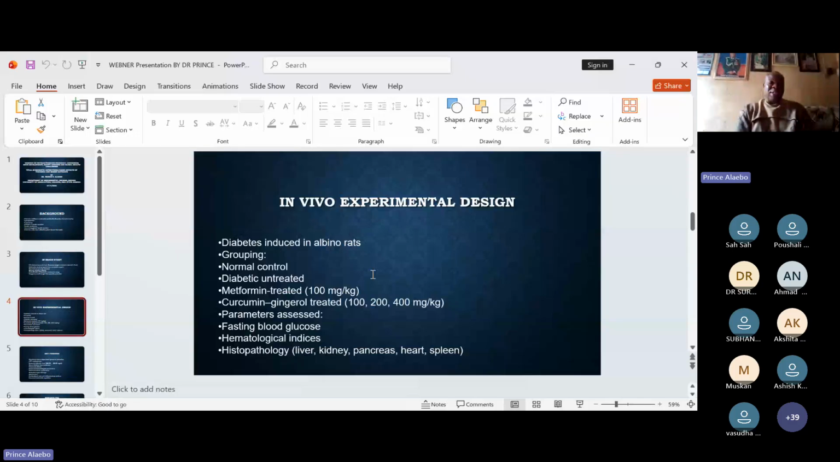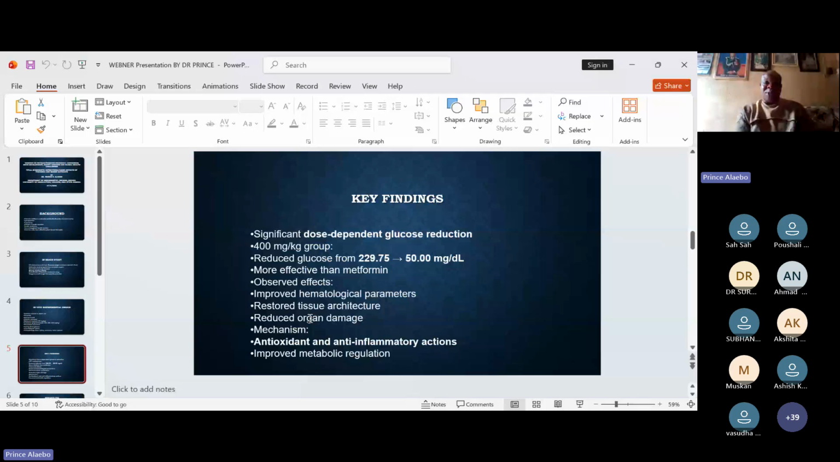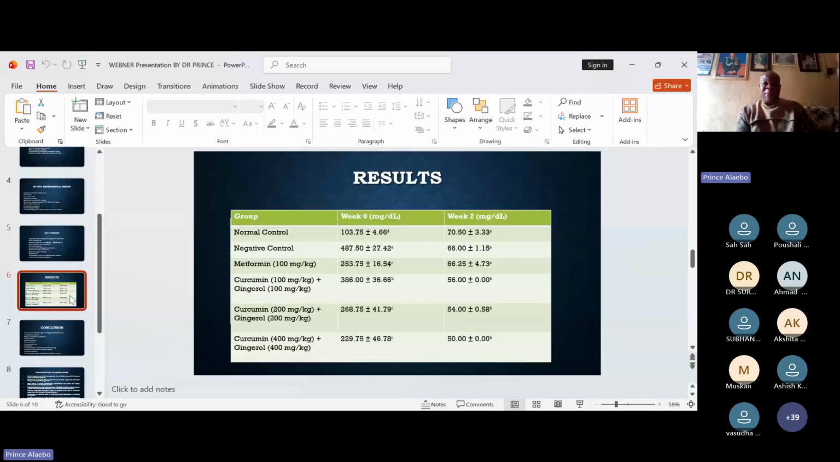So the next slide is the results. When you look at the result, you see the normal control, at week 0 and week 2. Look at the negative control. Look at metformin, 100 milligram per kg. Then the fourth group, which is curcumin and gingerol, you see the reduction from week 0 to week 2. Then you look at curcumin 200 milligram and gingerol 200 milligram.